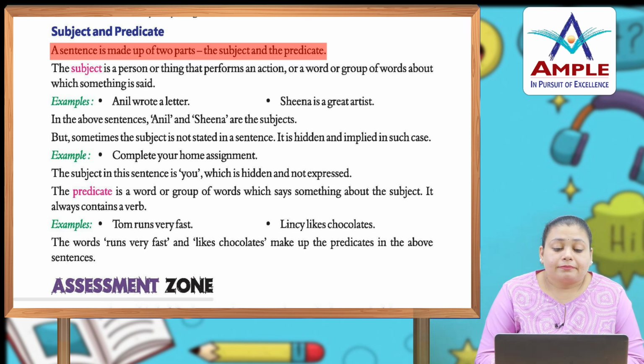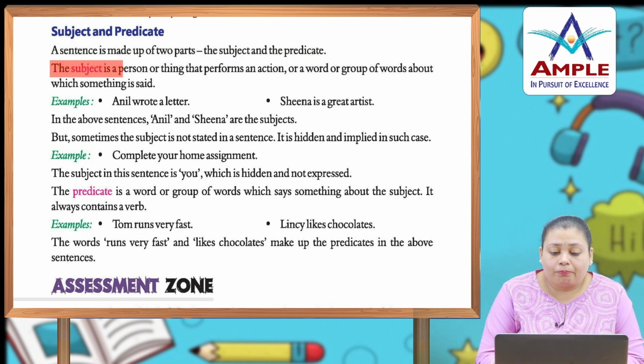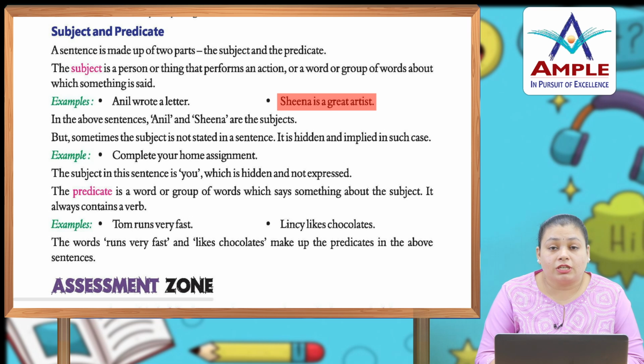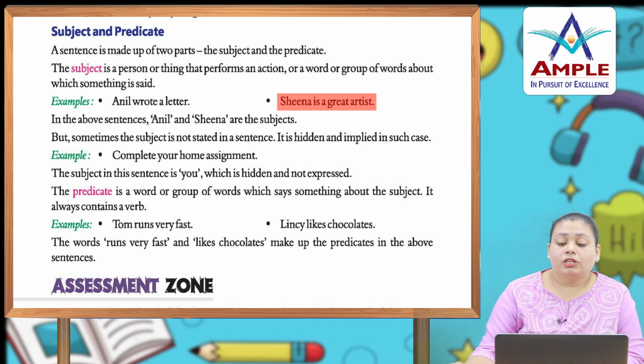Now, the subject is a person or thing that performs an action, or a word or group of words about which something is said. Example: Anil wrote a letter. Anil is the subject here. What did Anil do? Anil wrote a letter. Sheena is a great artist. We are talking about Sheena, so Sheena is the subject here. What Sheena is or does: she is a great artist.